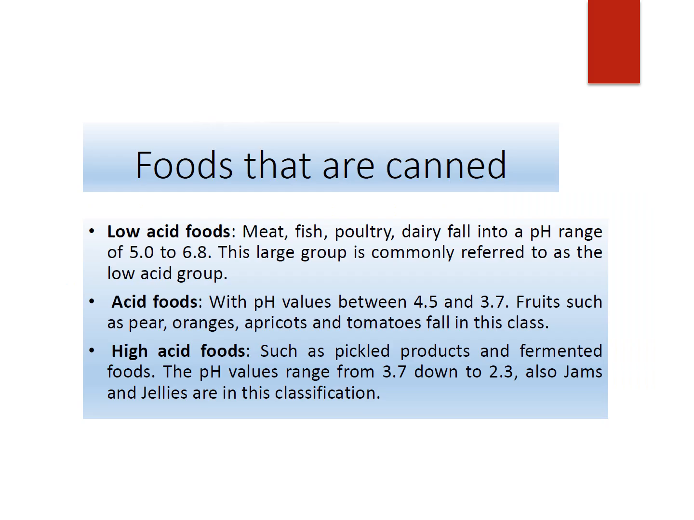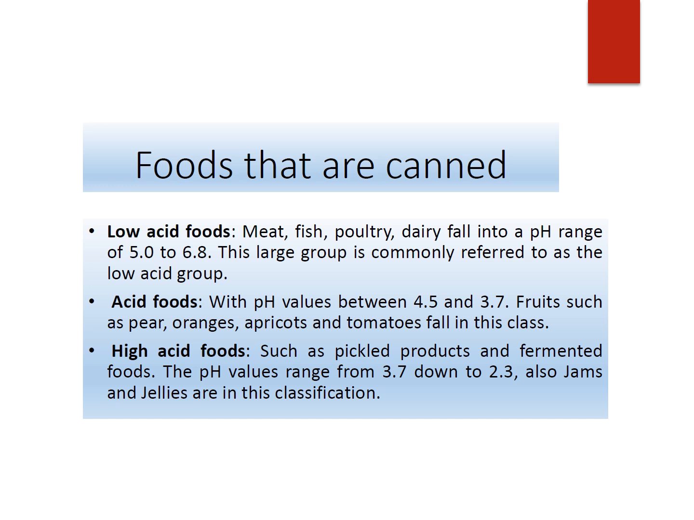Foods that are canned: low acid foods, high acid foods. Meat, fish, poultry, and dairy fall into a pH range of 5 to 6.8. This large group is commonly referred to as the low acid group. Acid foods have pH values of 4.5 to 3.7. Fruits such as pear, oranges, apricots, and tomatoes fall in this class.